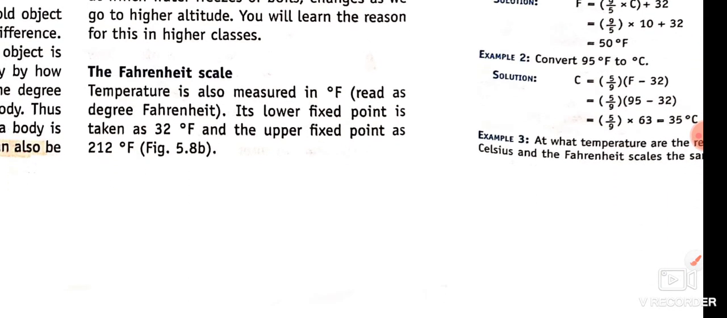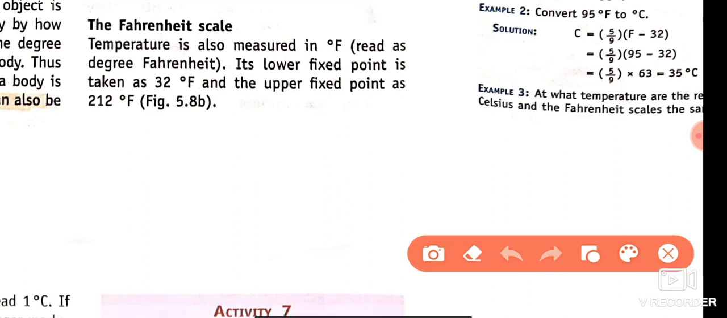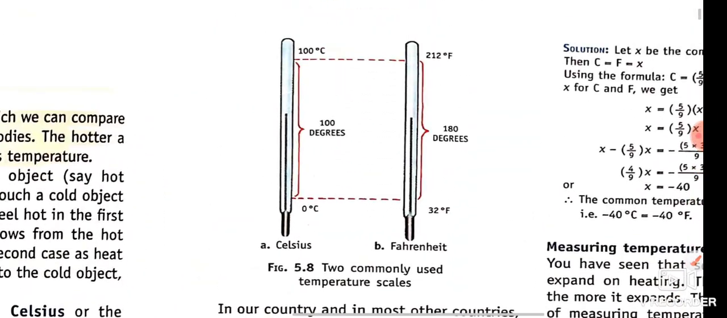Next is the Fahrenheit scale. The temperature is also measured on the Fahrenheit scale and read as degree Fahrenheit. Its lower fixed point is 32 degree Fahrenheit and its upper fixed point is 212 degree Fahrenheit. So we need to remember the lower fixed point and upper fixed point of the Fahrenheit scale. So let us see here.